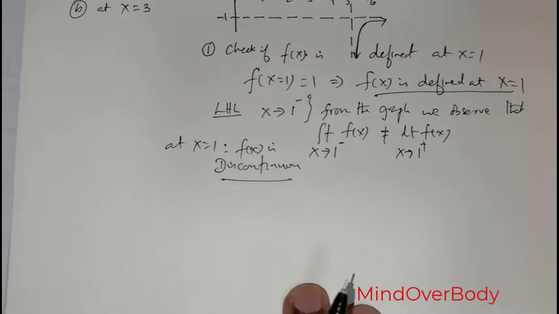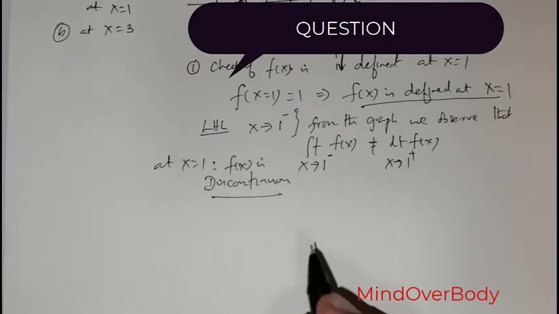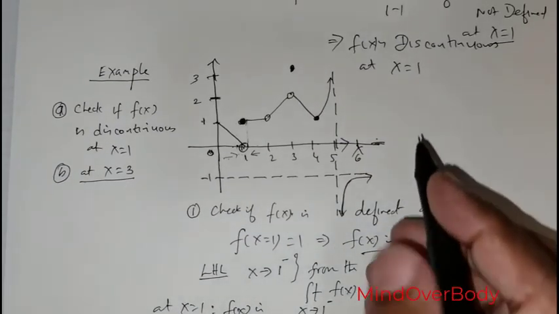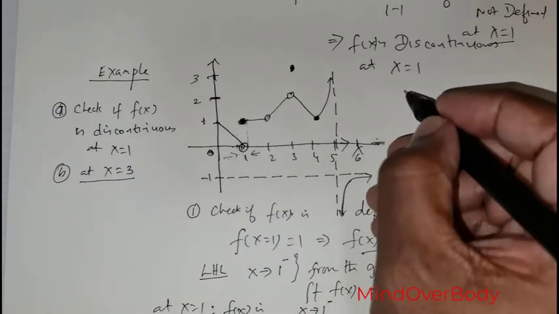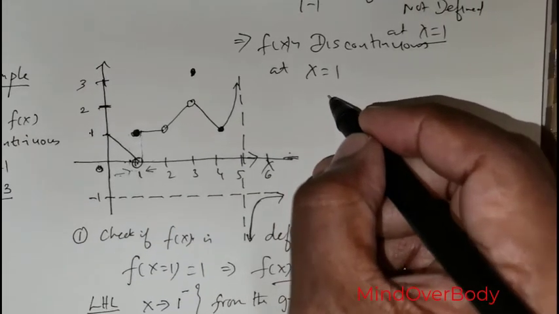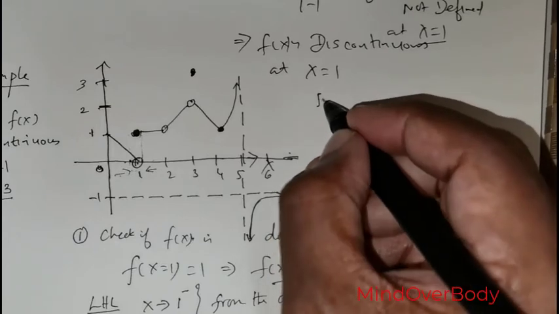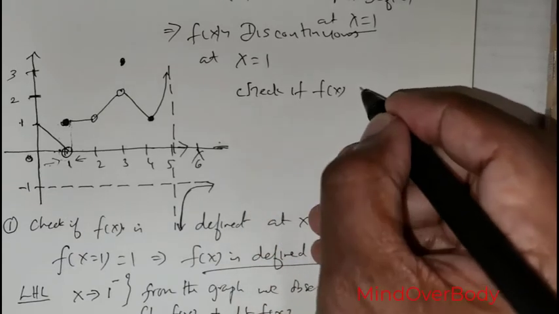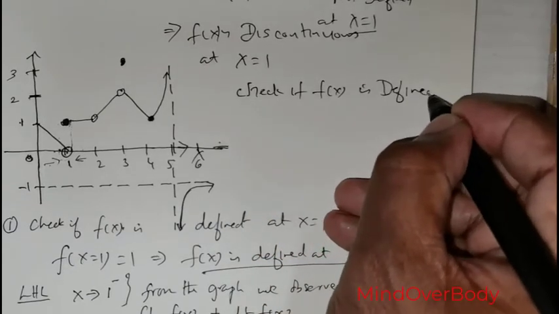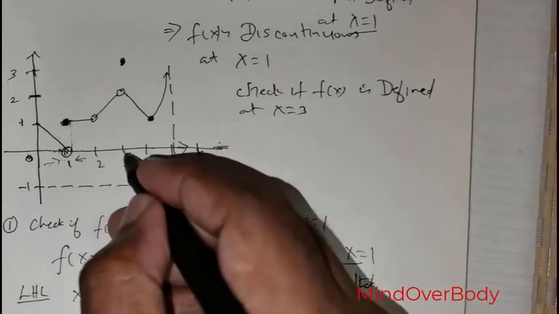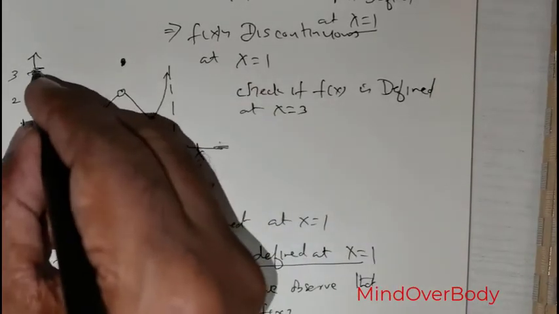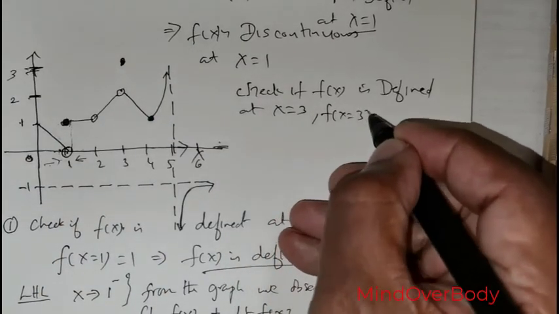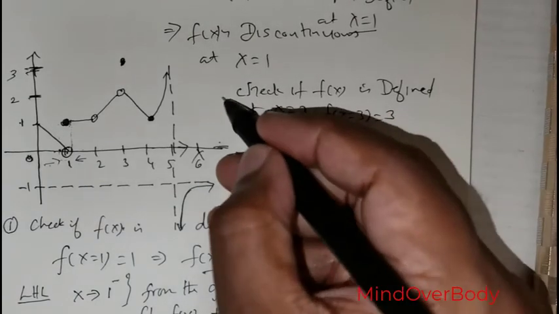So the next point is, let's handle this. Now we need the graph, so let me use this space here. So the first check is, I want to find out if f of x is defined at x is equal to 3. So at x is equal to 3, f of x is defined. At x is equal to 3, f of x is equal to 3. So this check is finished.